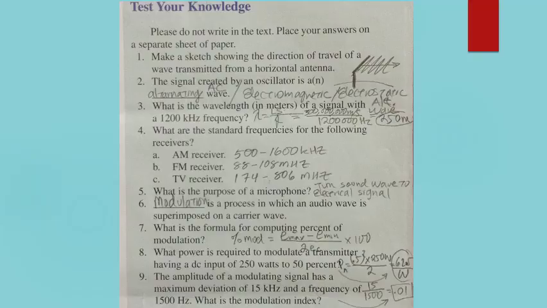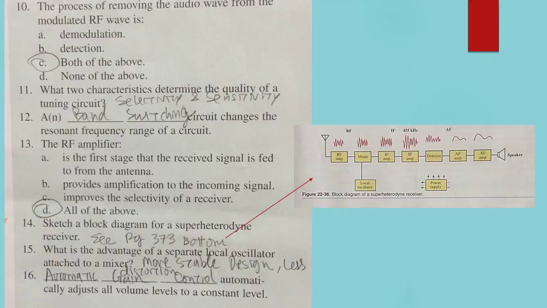As a complete statement, the RF amplifier is the first stage that the received signal is fed to from the antenna, and it provides amplification of the incoming signal, and finally improves the selectivity of the receiver. Question 14, sketch a block diagram of a superheterodyne receiver. An attempt at that was made and is shown on the screen.